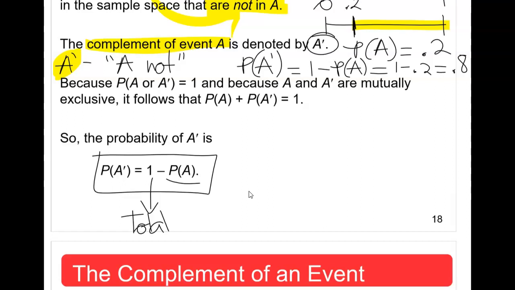So if we were to add the probability of event A plus the probability of not A, it will always give us 1. Since I made this up and said the probability of A is 0.2, if we add 0.2 plus 0.8, we will get 1.